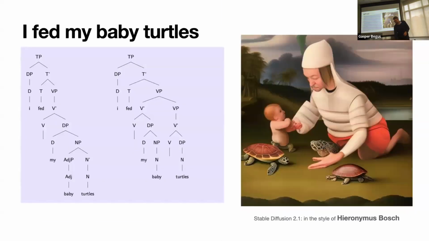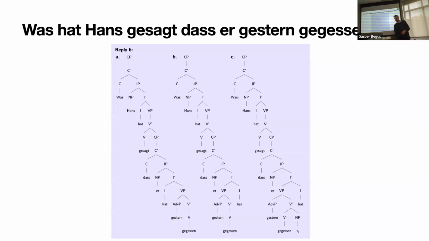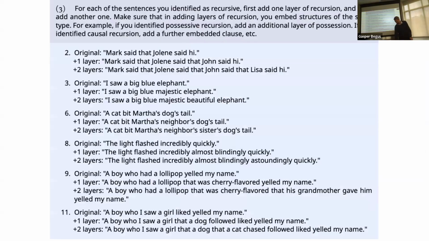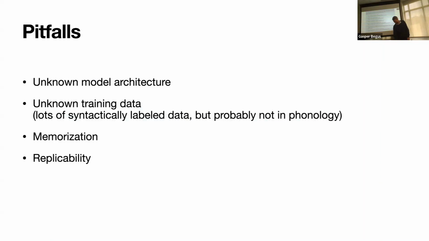You can ask it, "Was hat Hans gesagt, dass er gestern gegessen hat?" What did Hans say that he ate yesterday? And it knows where what is base generated and that there's movement. There's a lot of syntactic theory that it knows. You can ask it to identify recursion and add a layer. "The boy who I saw a girl liked yelled my name." It recognized this as a recursive sentence and then adds layers. It adds a lot of layers. So "a boy who I saw a girl that a dog that a cat chased followed." It works. I'm not processing this.